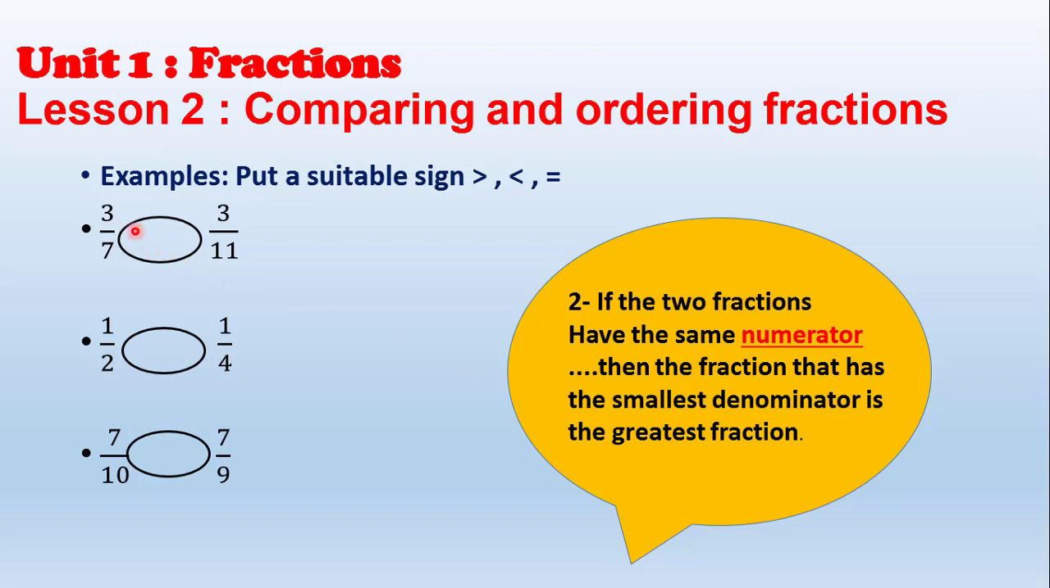We have the first one, 3 over 7, and the 3 over 11. Okay, 3 over 7 is greater than 3 over 11 because 7 is less than 11. The second one, 1 over 2 is greater than 1 over 4. And here, yes, 7 over 10 is less than 7 over 9. Okay, as we are doing the opposite.